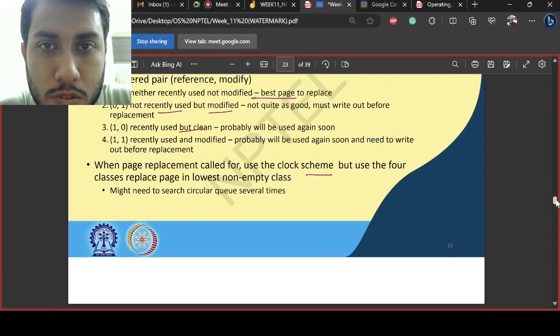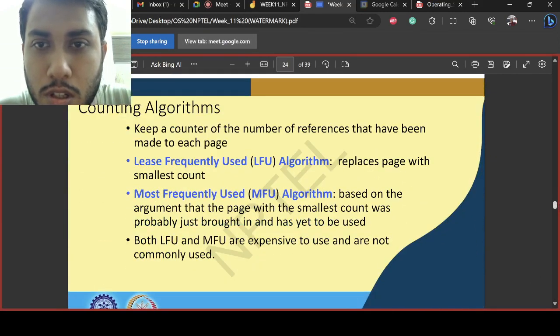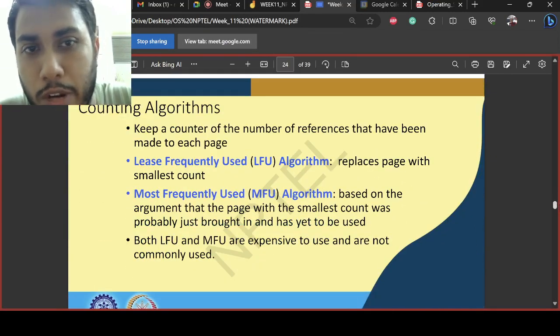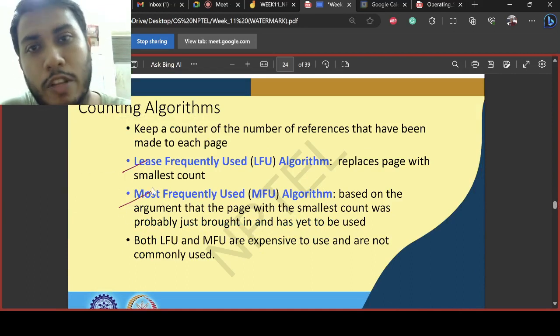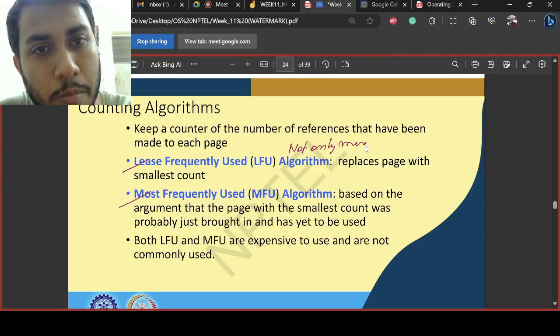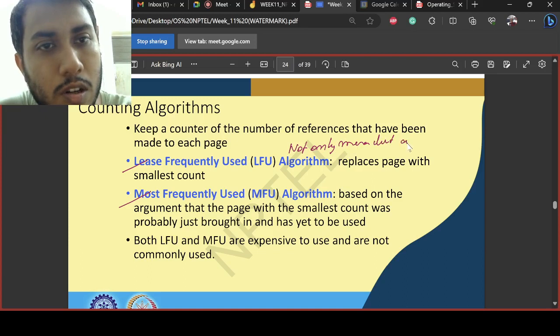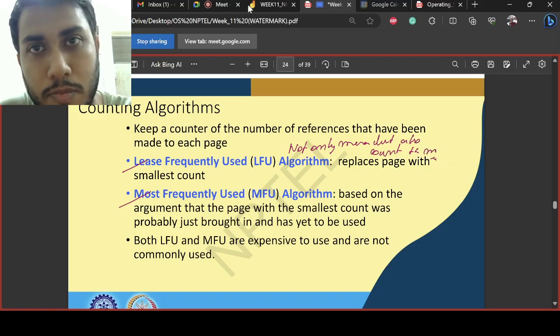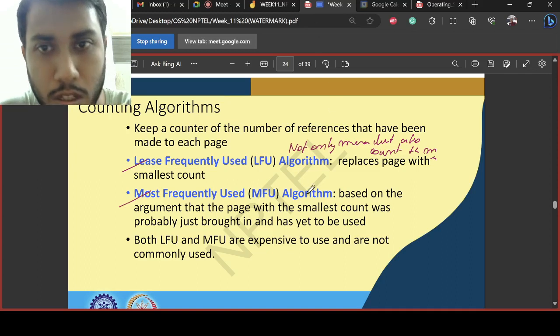So let's look at counting algorithms. Counters replace pages with the least count, least frequently used, or most frequently used. Those are also there. So not only the memory, but also the count. And most frequently used is based on the argument that the page with the smallest count was probably just brought in.